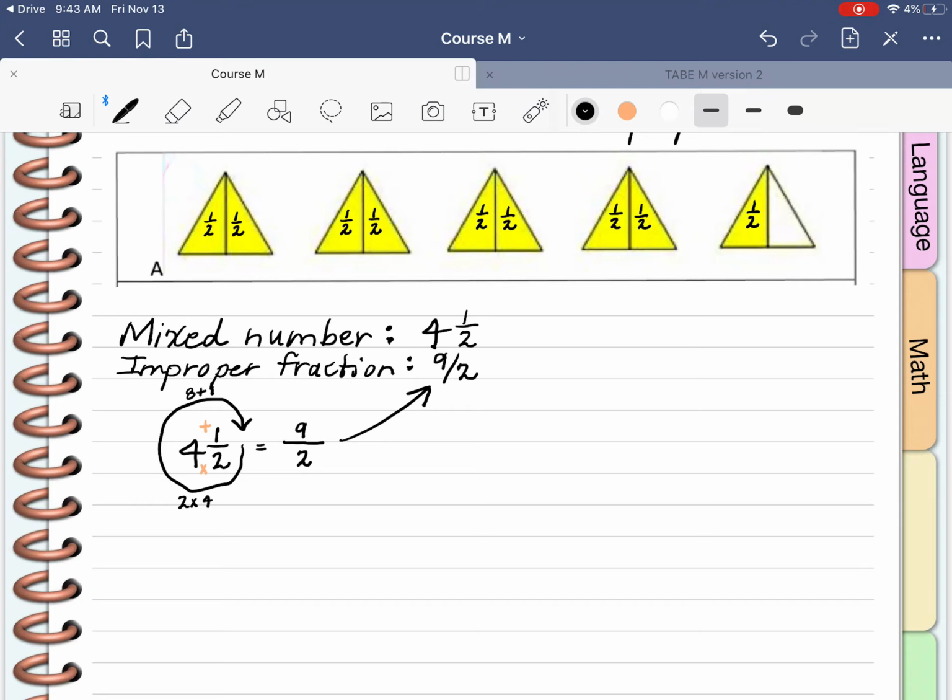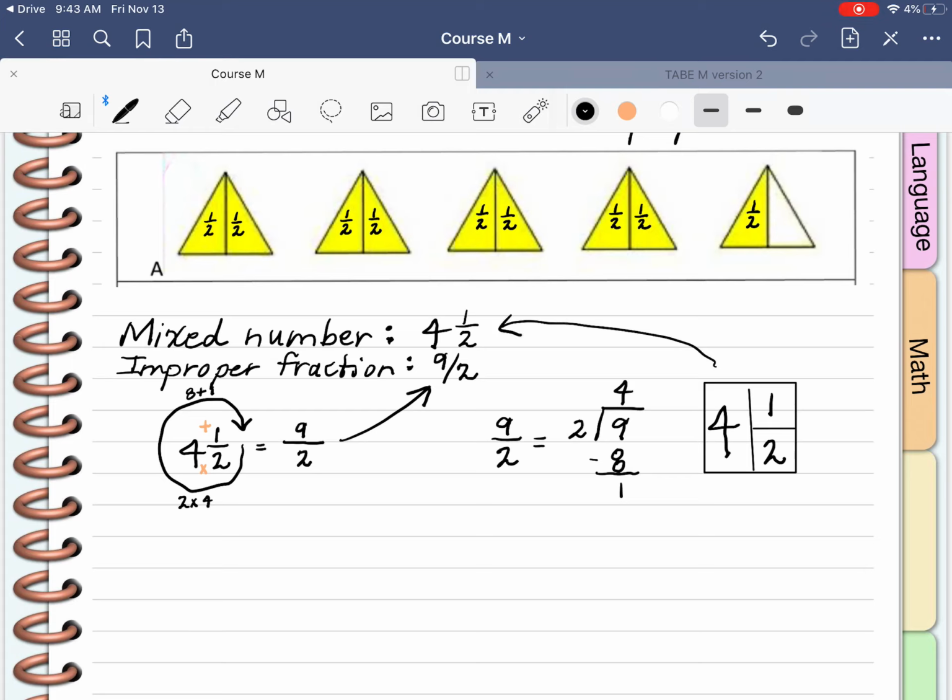So what if we take the improper fraction and do QRD? So let's take 9 halves and divide it. So we have 9 divided by 2. 2 into 9 goes 4 times. 4 times 2 is 8 with a remainder of 1. So when you put this through the QRD box, you will get, no surprise, quotient, remainder, divisor. And there is the 4 1/2 that we knew we needed to have.